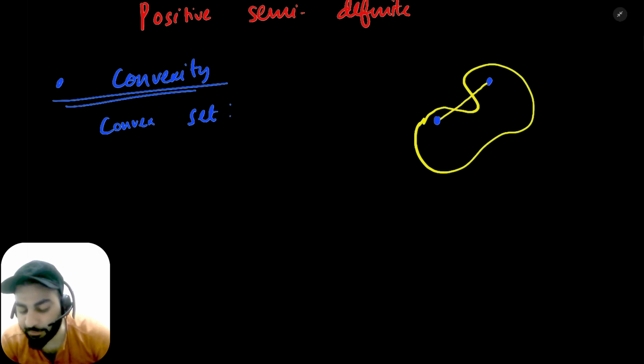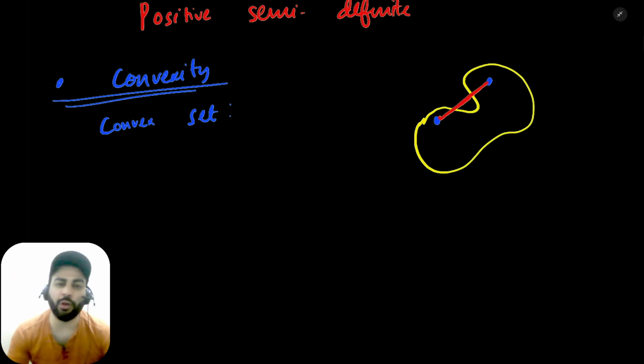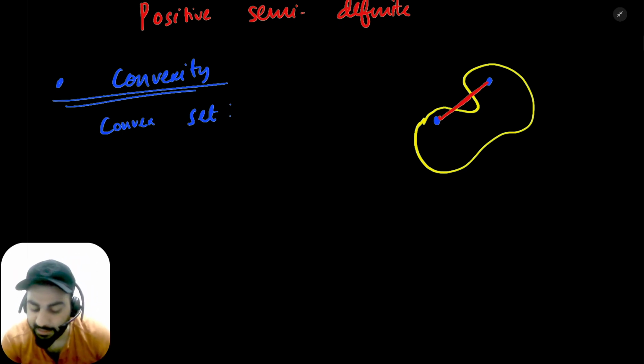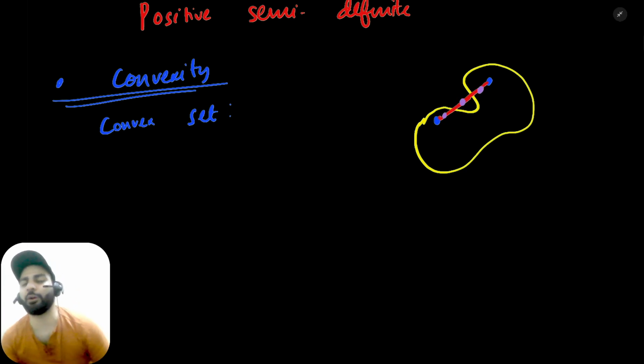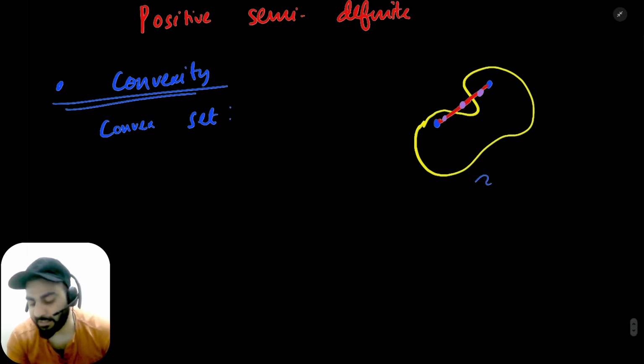So if I join them by this red line, all the points on the red line, this is a point on the red line, this is a point on the red line, this is a point on the red line. There are infinite points on the red line. So all these points should belong to this set. Then it is a convex set. So do you feel, is this a convex set? Is this a convex set?